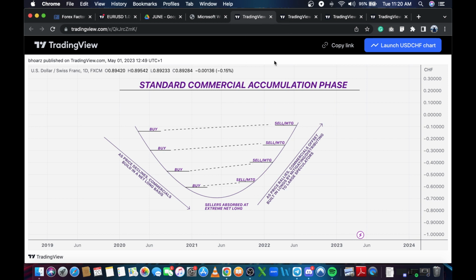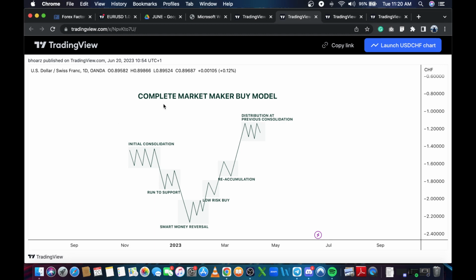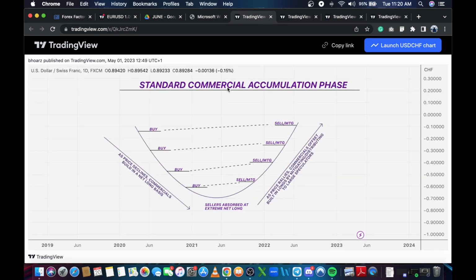We can take this concept, and this is where the concept of the market maker model stems from. Again, in this lesson we're talking about the market maker buy model, and it is just a mirror of the standard commercial accumulation phase or cycle. This is a diagram of the complete market maker buy model, and you can see it is similar to the standard commercial accumulation phase.